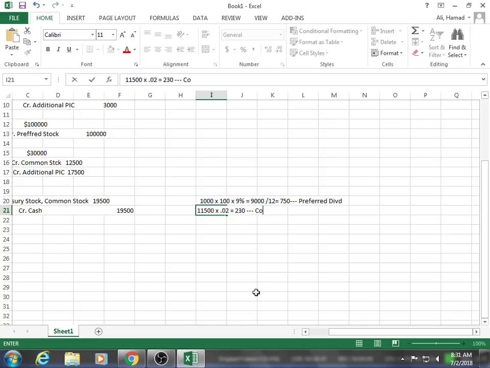Common stock dividends. The total dividends declared now is the 230 plus 750, $980.